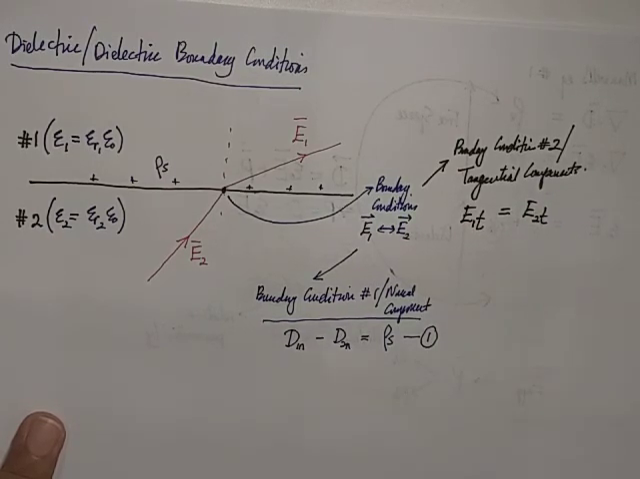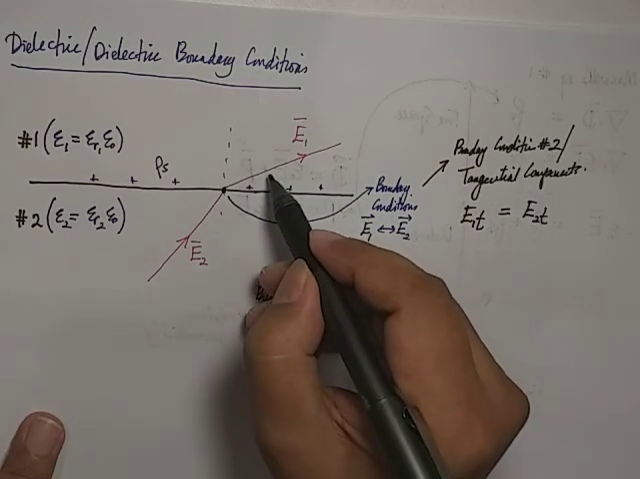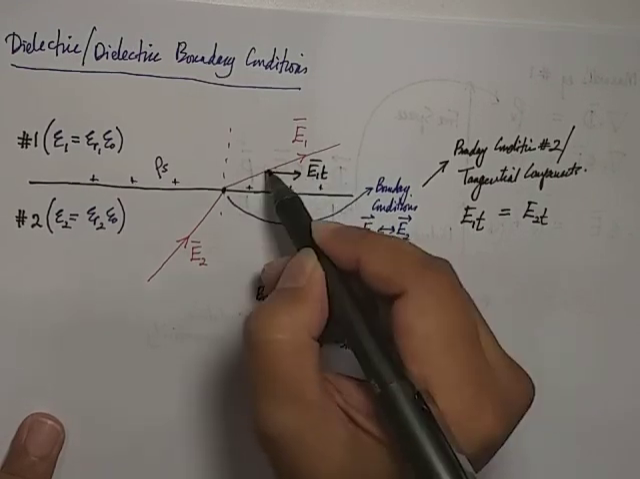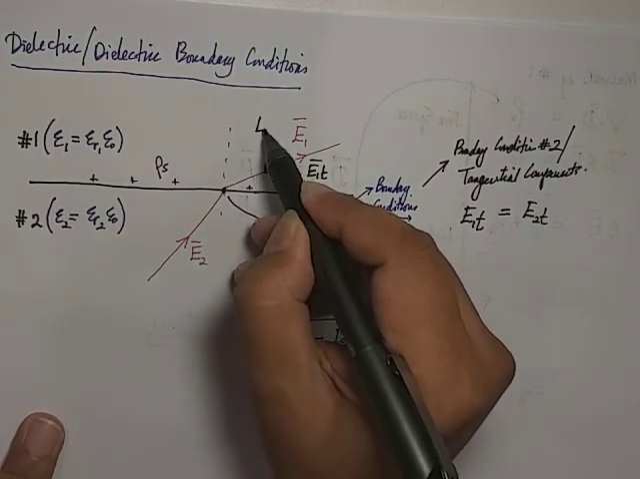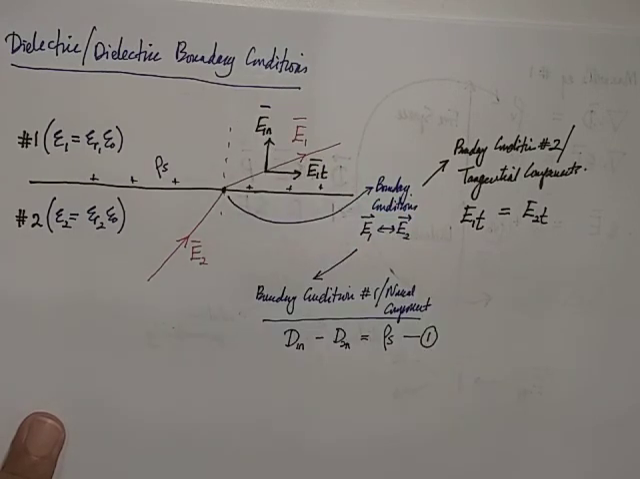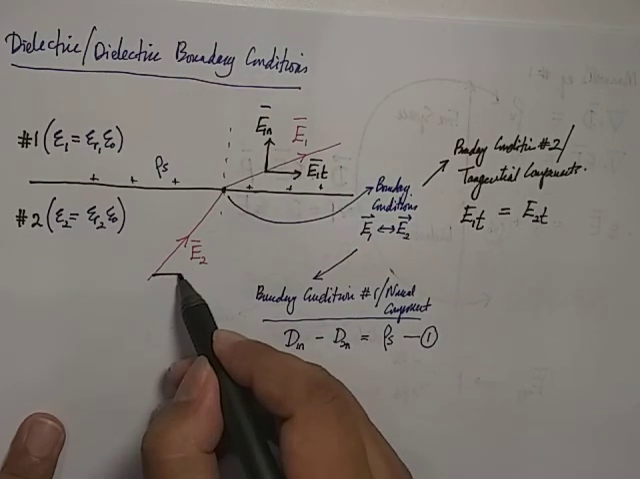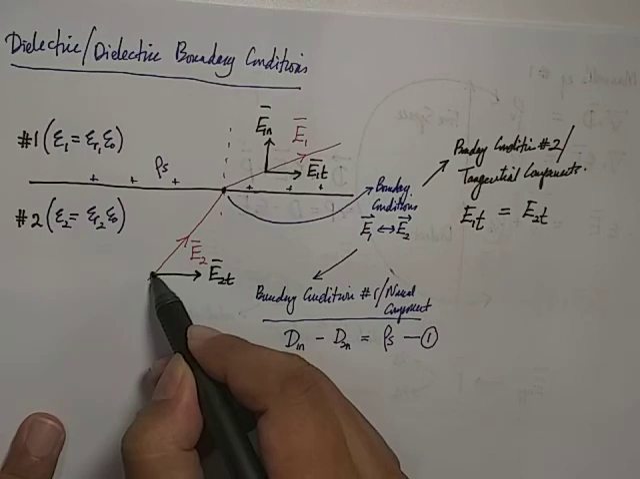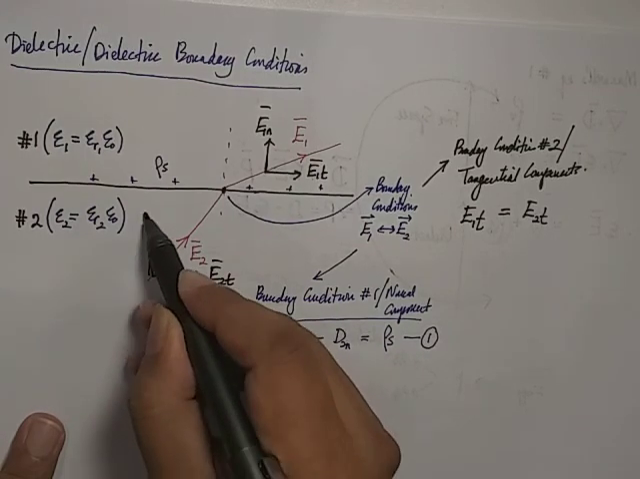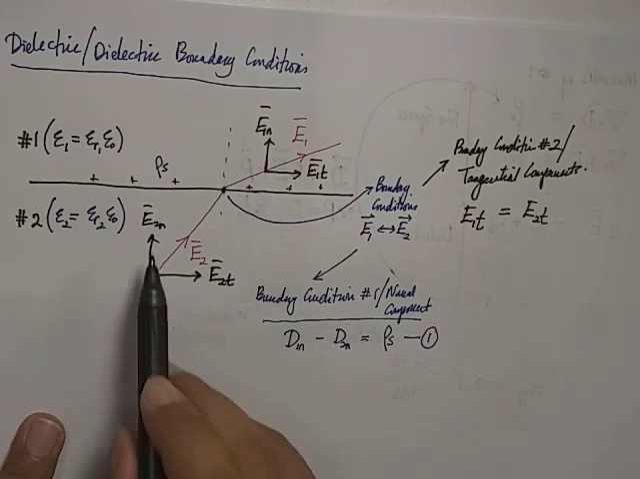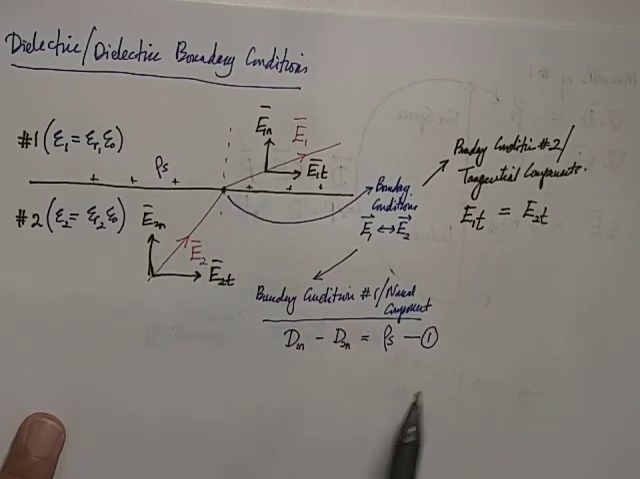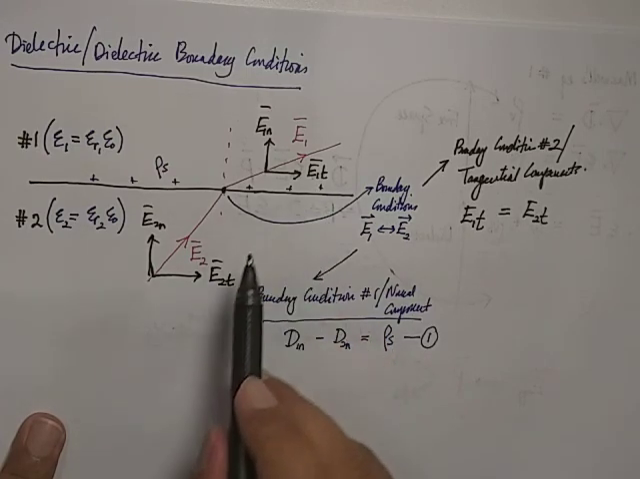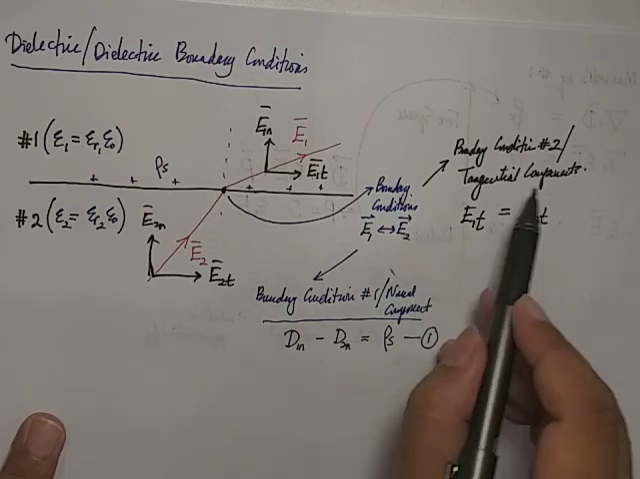So how do we represent E1t? This is our E1t, parallel to our surface or our boundary, and this is normal to our boundary, E1n. That's how we split our vector into two. Similarly for E2, the one that is parallel to the boundary we denote as E2t, and the one that is normal to the boundary we call E2n. So how does E2n relate to E1n? By utilizing this equation. And how E1t relates to E2t by utilizing this equation.